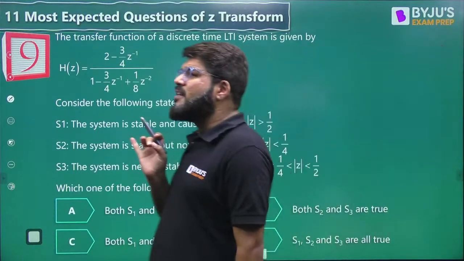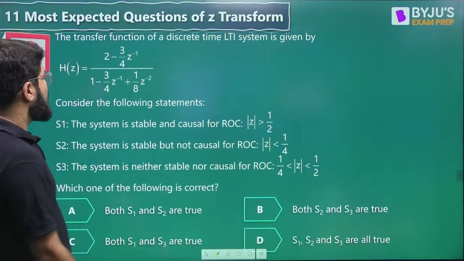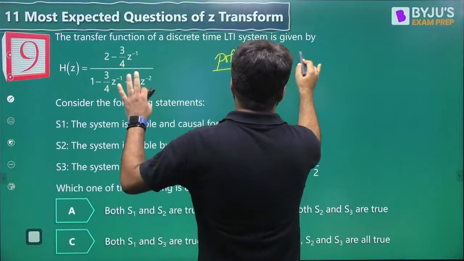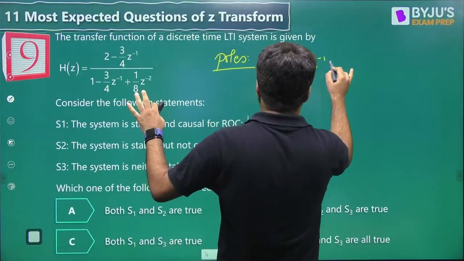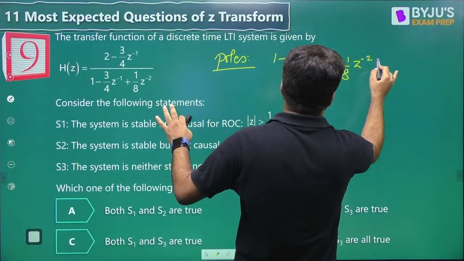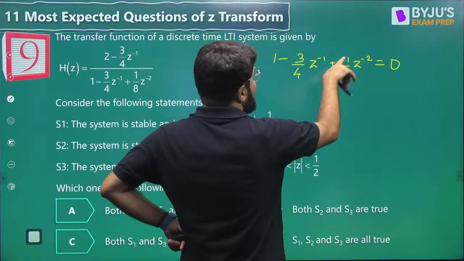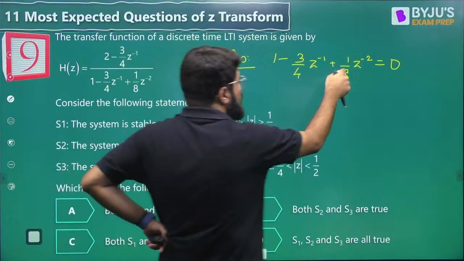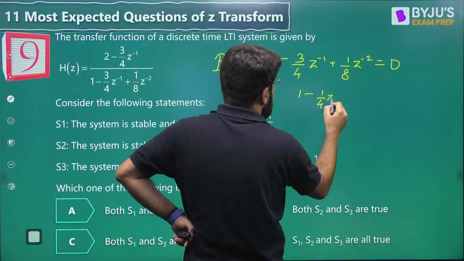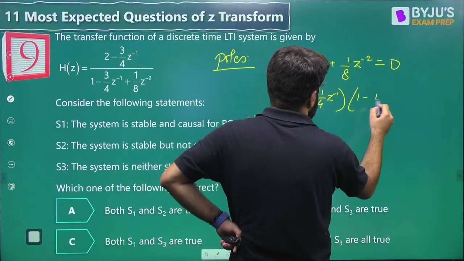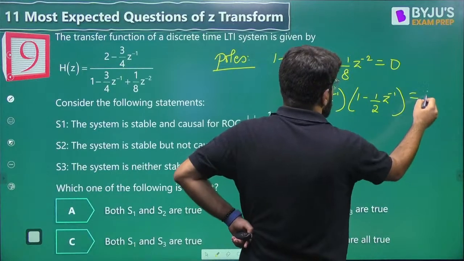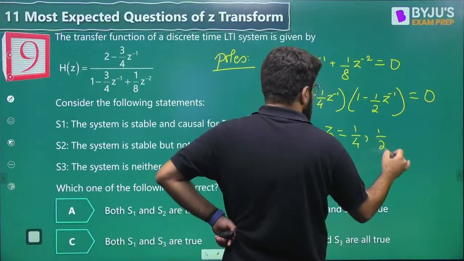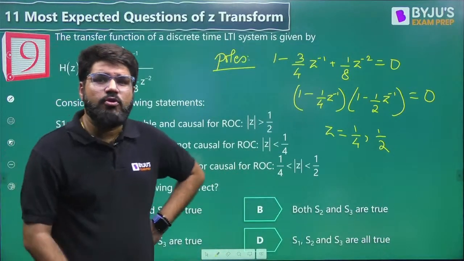Now, because the ROCs are involved, the calculation of poles is important. So let me calculate the poles here. That will be by the equation 1 minus 3 by 4 z inverse plus 1 by 8 z power minus 2 is equal to 0. Now, can we factorize this? See guys, 3 by 4 is 1 by 4 plus 1 by 2, and multiplying 1 by 4 and 1 by 2, you get 1 by 8. So this is factorized as (1 minus 1 by 4 z inverse)(1 minus 1 by 2 z inverse) equal to 0. Solving them, you get the poles as z equal to 1 by 4 and 1 by 2. Z inverse will be 4 and 2, so z is 1 by 4 and 1 by 2.